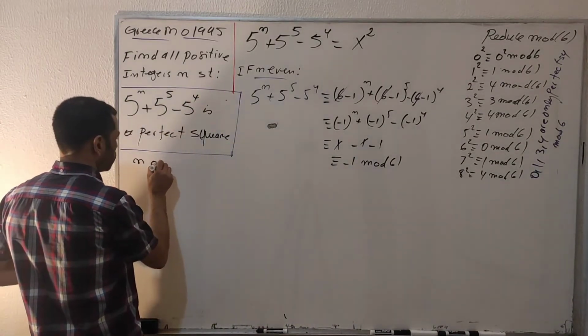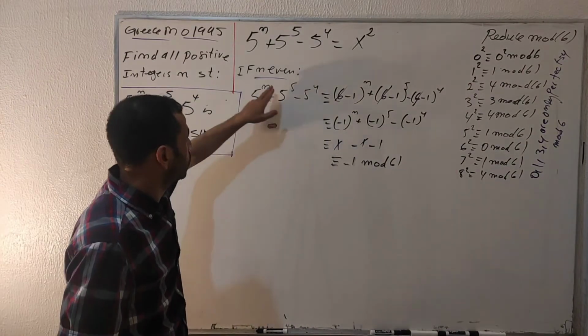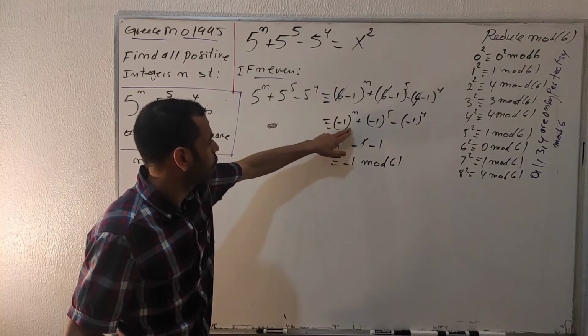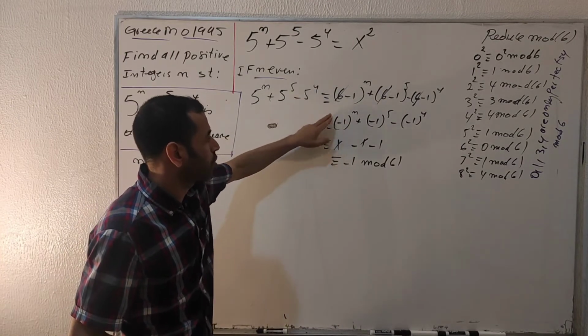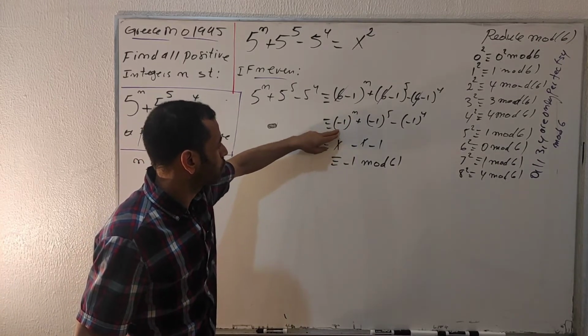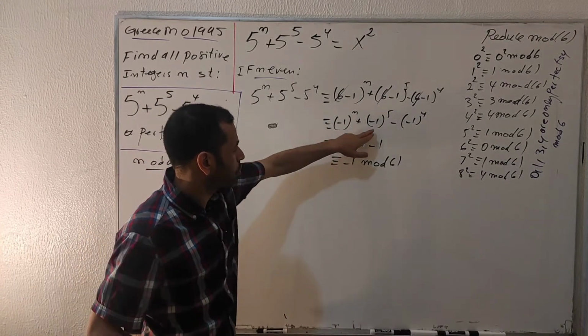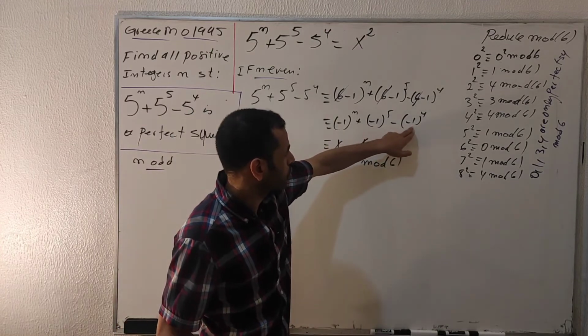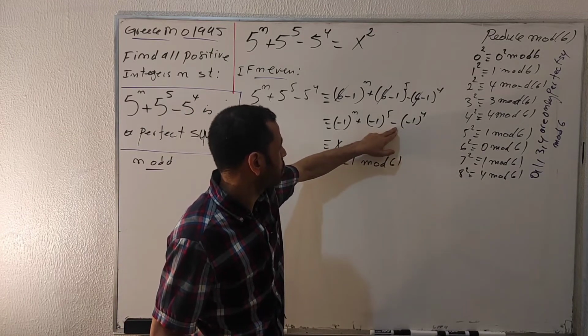If n is odd, we can check it here. When n is odd, this one turns to minus 1, because we have a minus sign here.